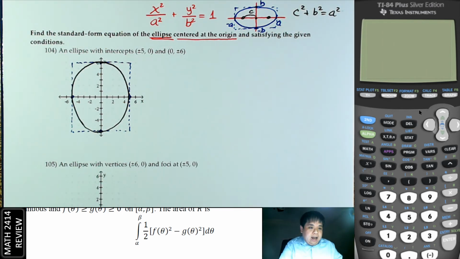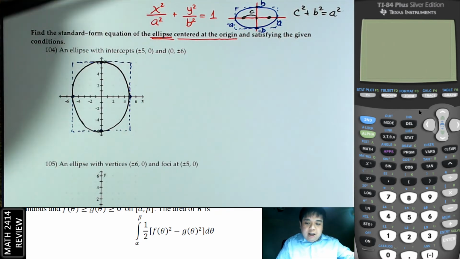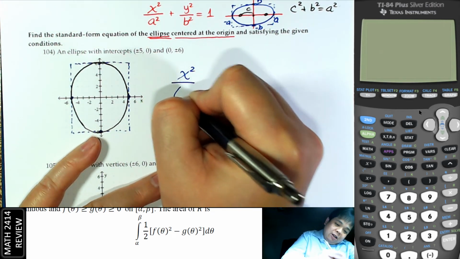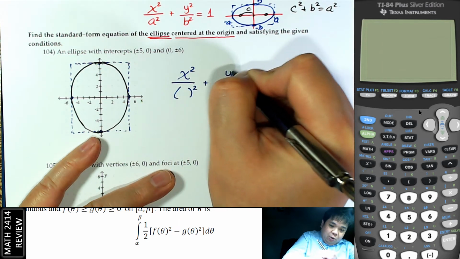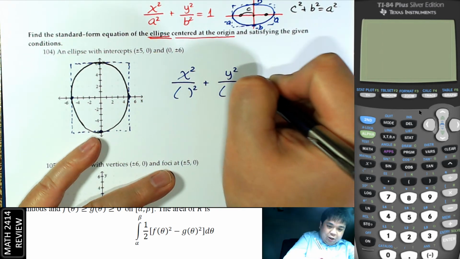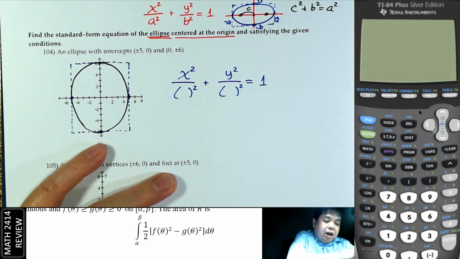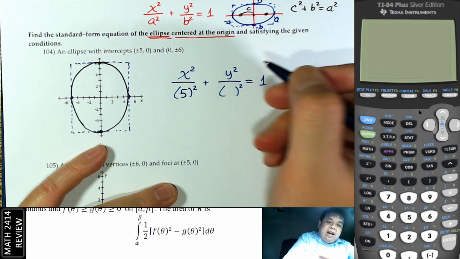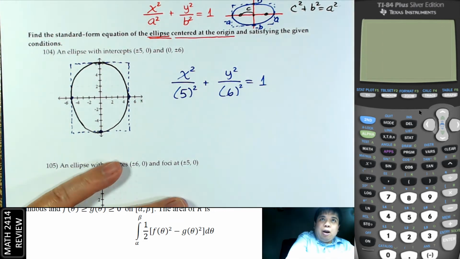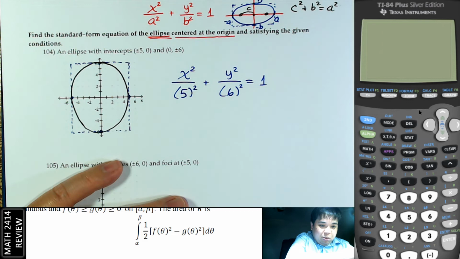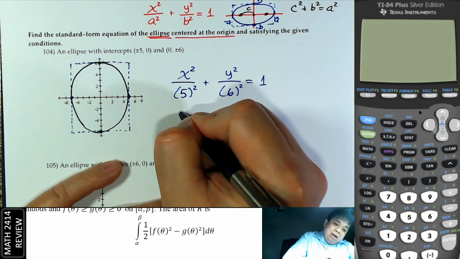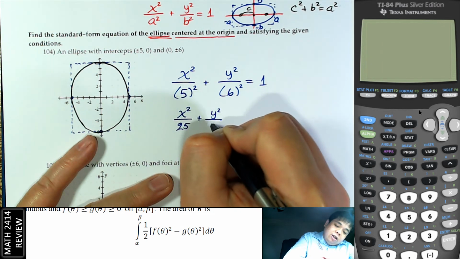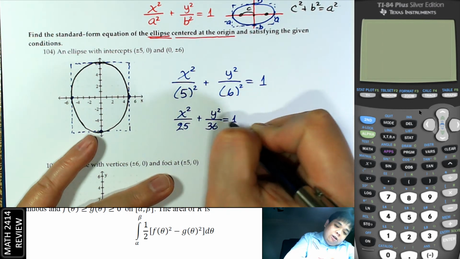Right. And the standard form, if the center is at the origin, so we have x squared over something square plus y squared over something square equal to 1. Now, as we see, we go left and right 5 units and up and down 6 units. Below the x squared go left and right, below y squared go up and down. So we have x squared over 25 plus y squared over 36 equal to 1.